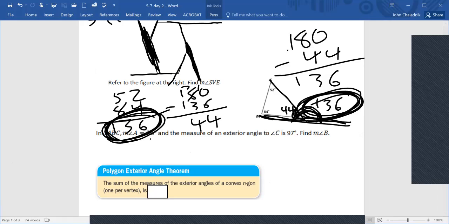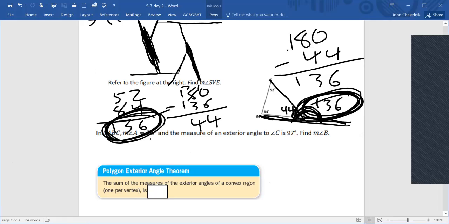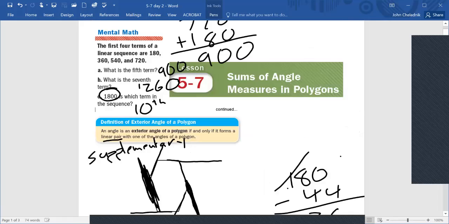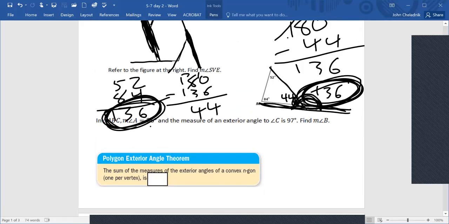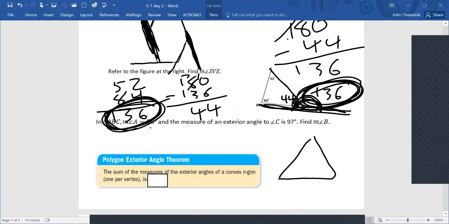All right, next it says in triangle ABC, the measure of angle A is 36, and the measure of an exterior angle to angle C is 97. Find the measure of angle B. This seems like a great time to draw a picture. It's always a good time to draw a picture, but especially right now. So angle A is 36, so I'm going to put a 36 right there. And the exterior angle at C is 97.